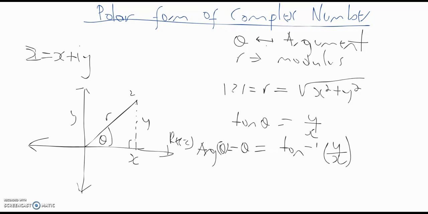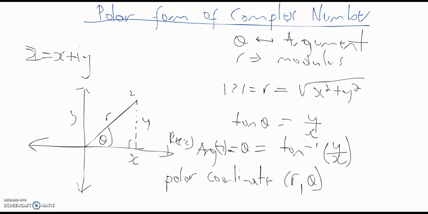Sorry, not arg theta, but arg z. So the argument of z is equal to theta, which is equal to tan inverse of y over x. Now once we have these, we can talk about what we call the polar coordinates. So my polar coordinates would be r and theta, written in that form.